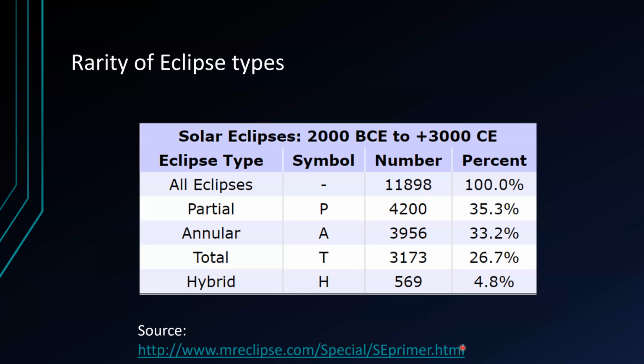But you can also see that partial eclipses and annular eclipses are almost roughly equal to each other in terms of frequency, with about 2/3 of all eclipses being either a partial eclipse or an annular eclipse.